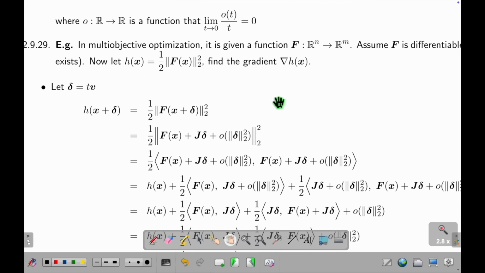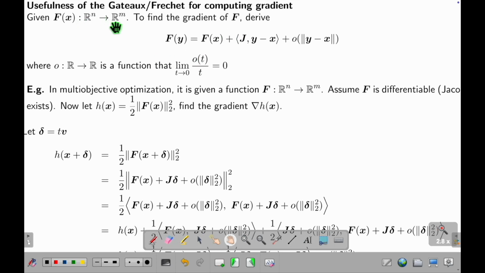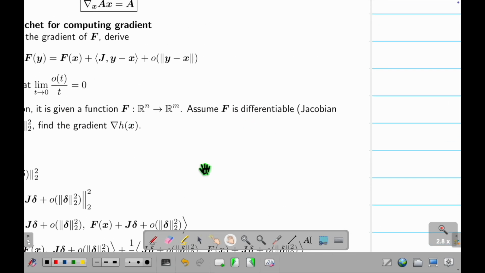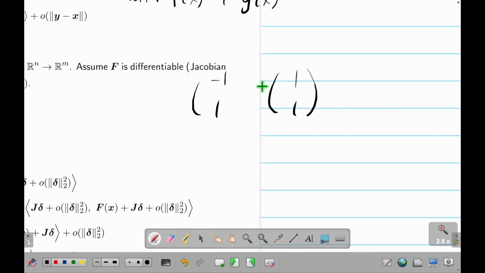So now let's say I want to do this. Given this, where the heck does this come from? In multi-objective optimization, we are usually given this. So it's like I have m things I want to minimize at the same time. In optimization for machine learning, you usually want to minimize this, right? What about minimizing this? You don't add them up, you split them, and you want to find the x such that these two are as small as possible. But here's the thing, this is a vector.